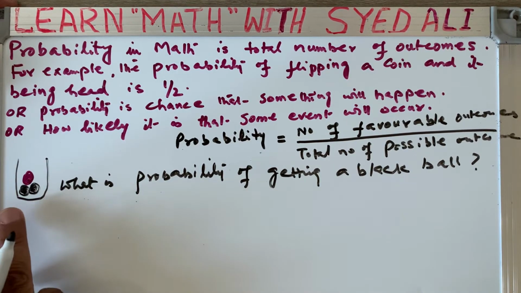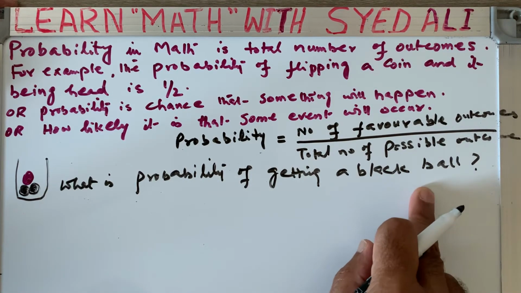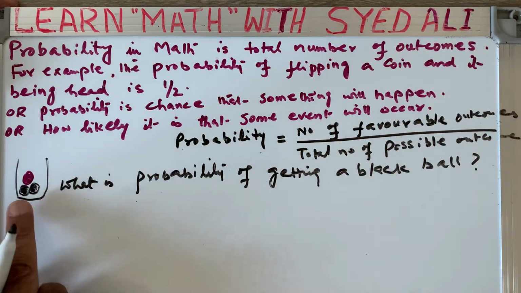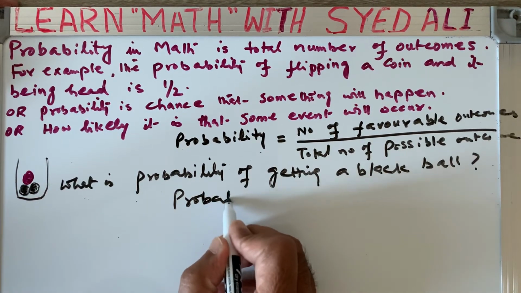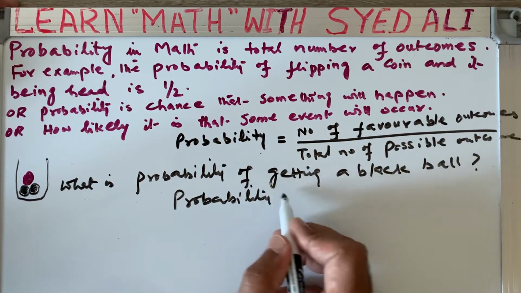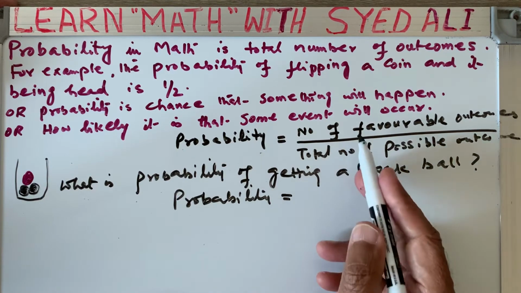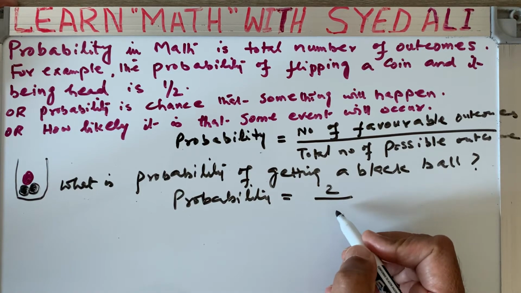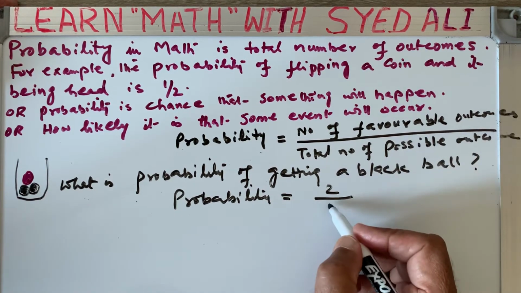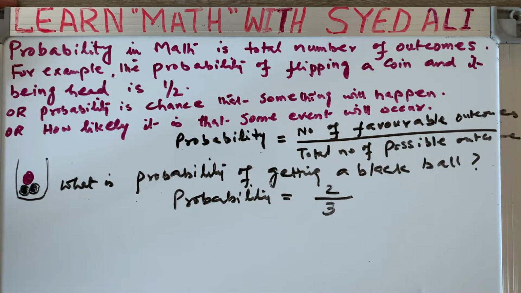What is the possibility of getting a black ball? So how many balls are there? 3. So that means the total outcome is 3. And how many black balls are there? 2. There are 2 black balls. So the probability will be the number of favorable outcomes first. So there are 2 black balls, and the total possible outcome is 3 because there are 3 balls. So the probability of getting black is 2/3.